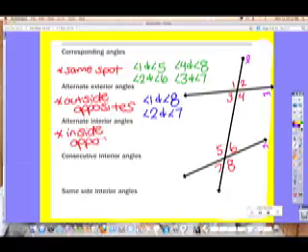Okay, does anybody want to try this first one? What do you think? Christian, what do you think? Angle 3 and angle 6. Yes, angle 3 and angle 6. Christian, good job. Perfect, perfect. Guys, shout out. What's the other pair?